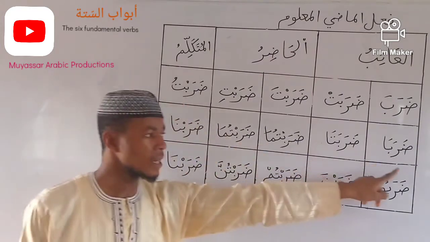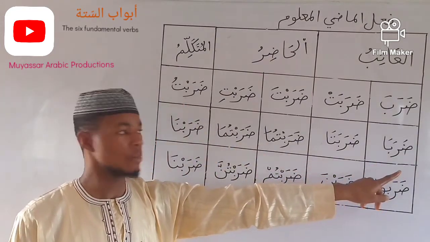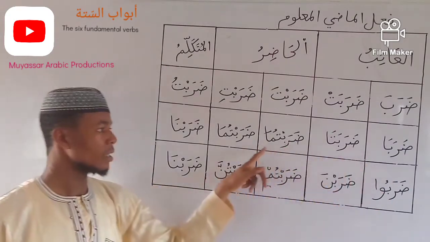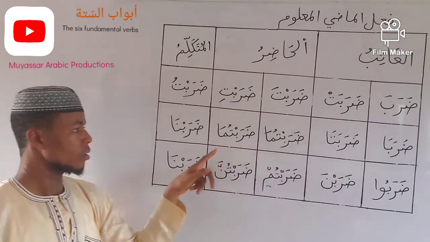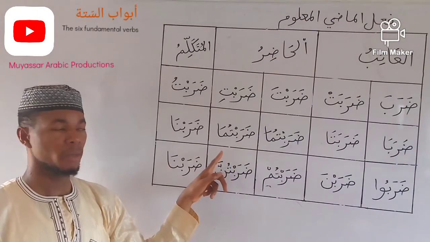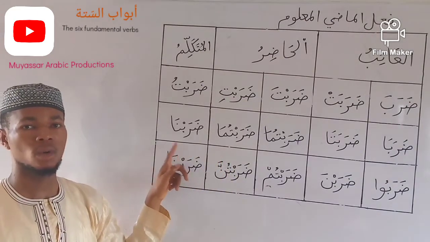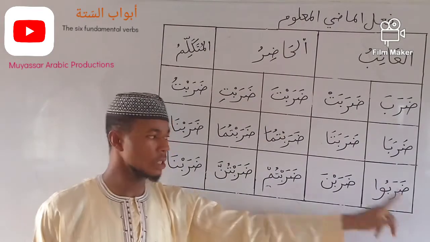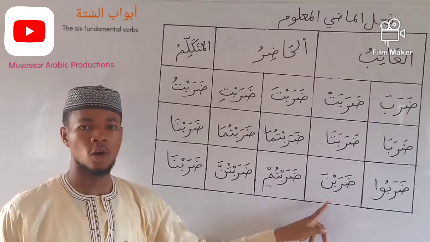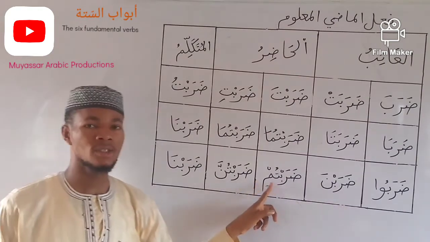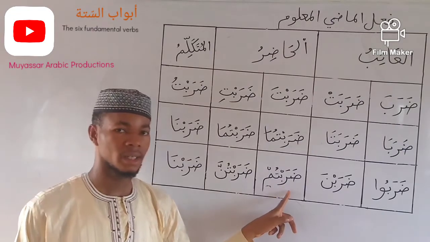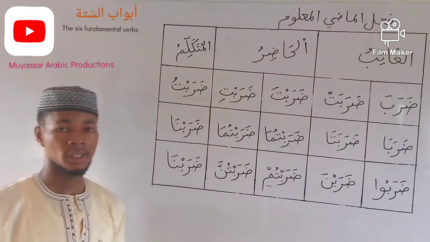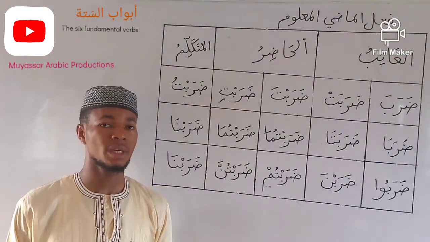I sat, jalasa, both of them sat, jalasata, both of them sat for feminine gender, jalastuma, both of you sat, then jalastuma, both of you sat for feminine gender. Then jalasna, we sat. Jalasu, all of them sat, masculine gender. Jalasna, all of them sat, feminine gender. Jalastum, all of you sat, masculine gender. Jalastunna, all of you sat, feminine gender. Then jalasna, we sat for both the masculine gender and the feminine gender.